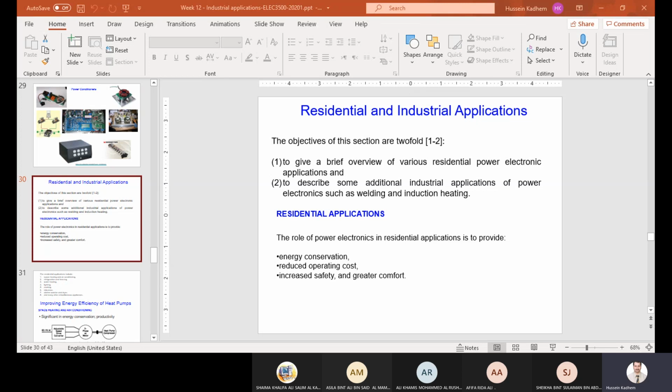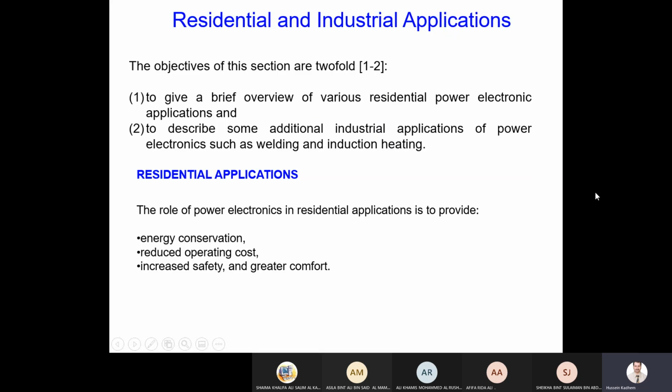Okay. Now, just to remind you, last session we've been talking about application. We discussed the uninterruptible power supply, the disturbances, how we use power conditioners to make sure that the power quality will be high enough for our loads. Today I will talk about some residential and industrial applications.